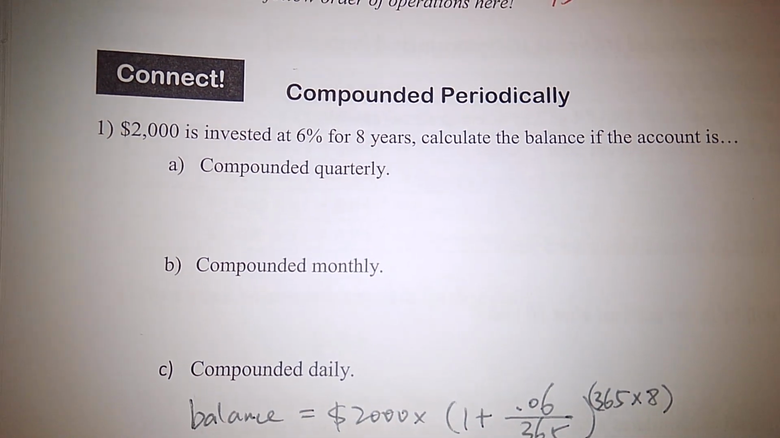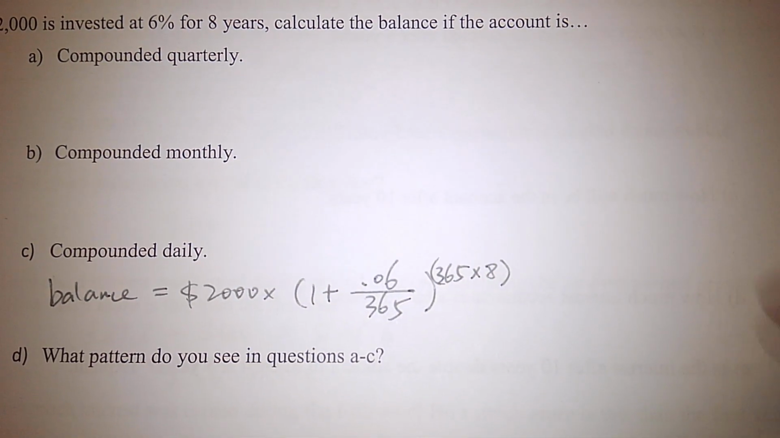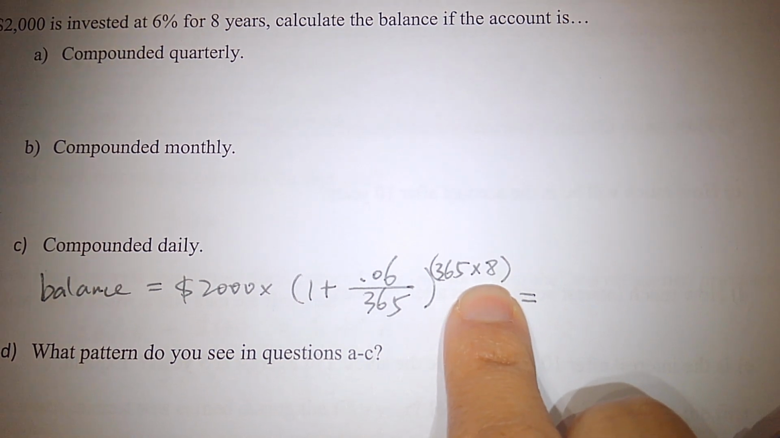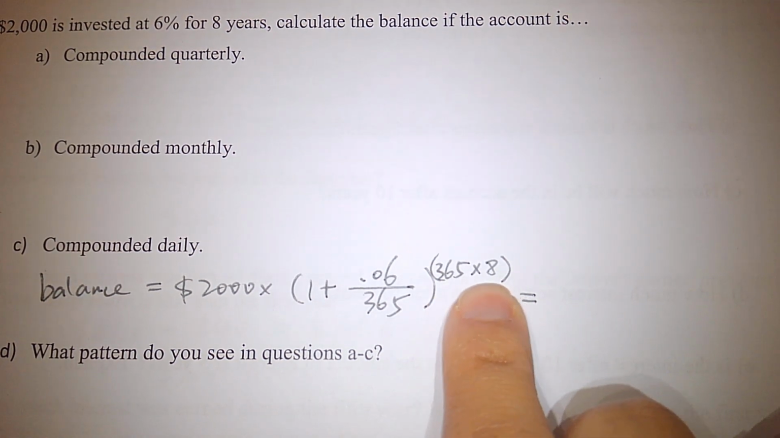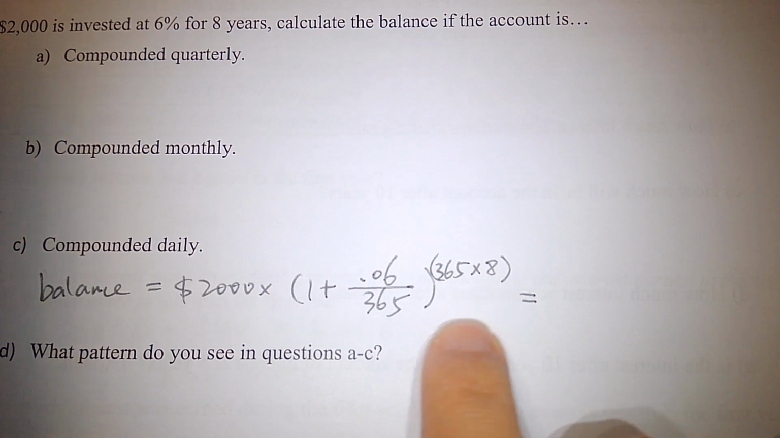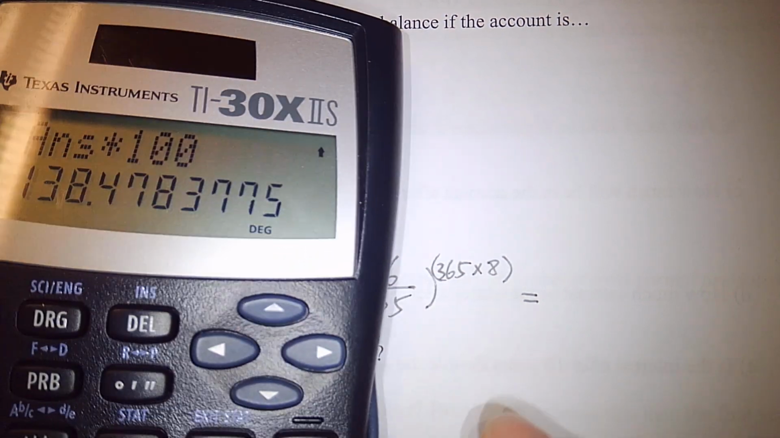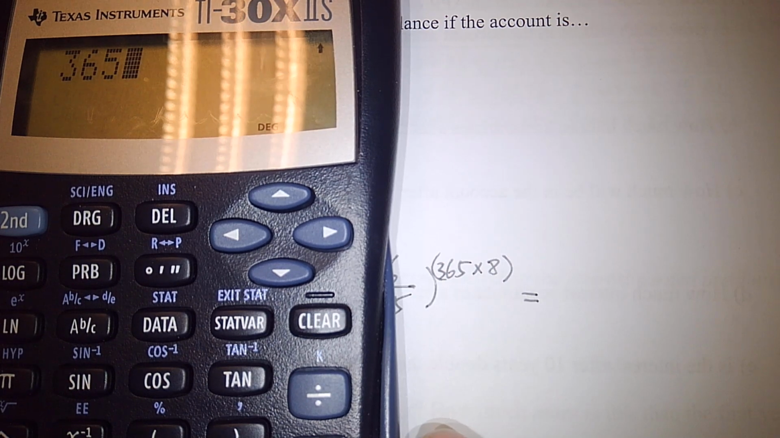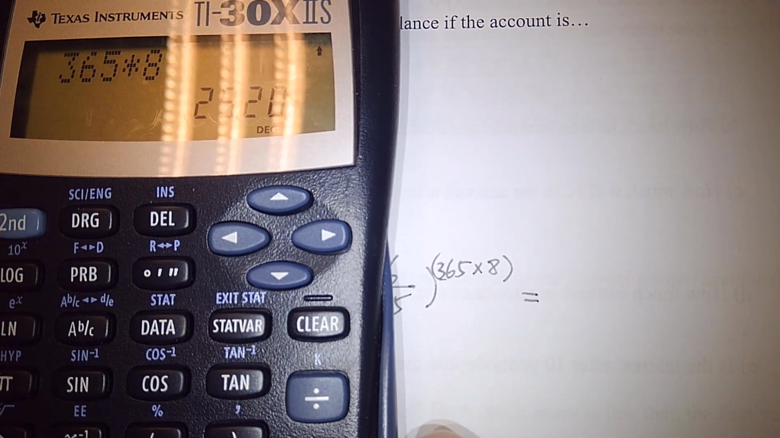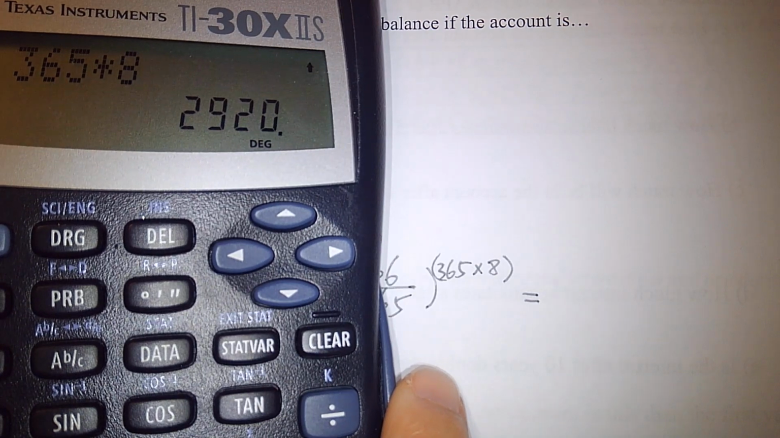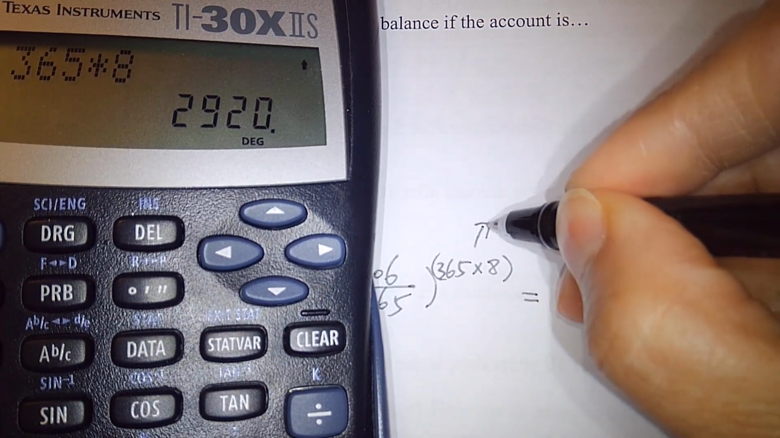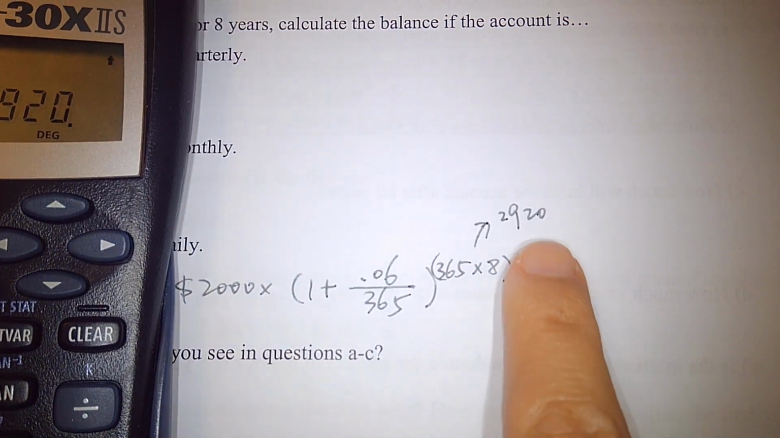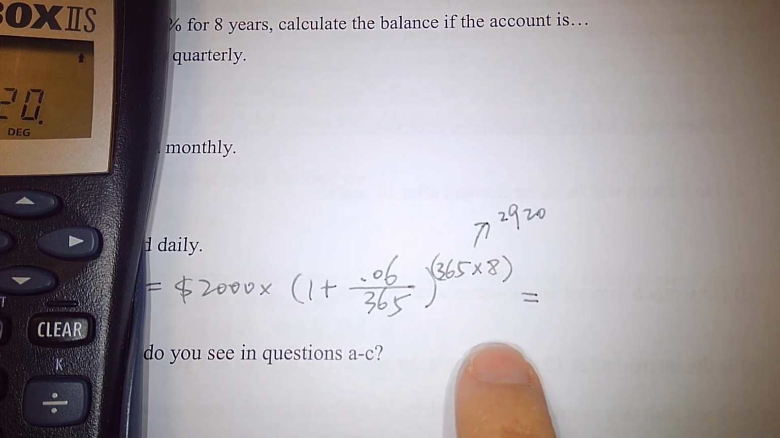Okay, so let's do the calculation. Because this exponent is a huge number, I will compute it first, before we do the entire calculation. So 365 times 8 is 2920. That means the exponent will be 2920. You guys see that? Okay.